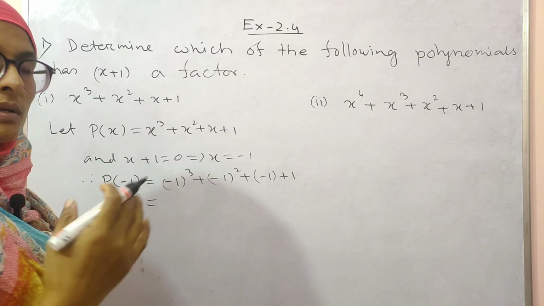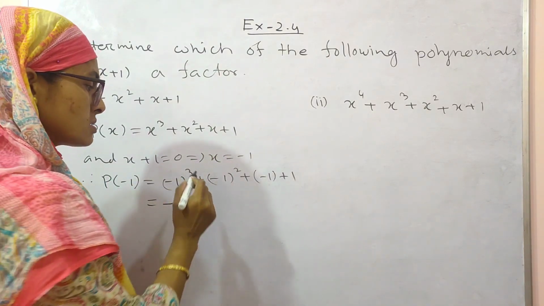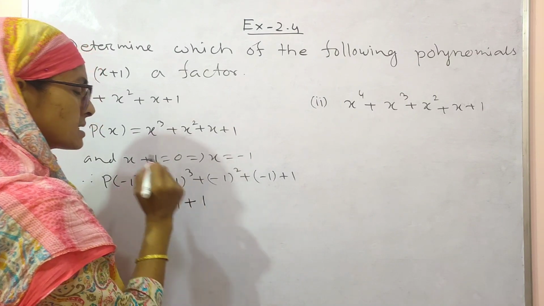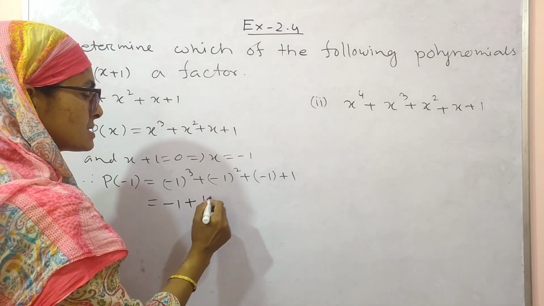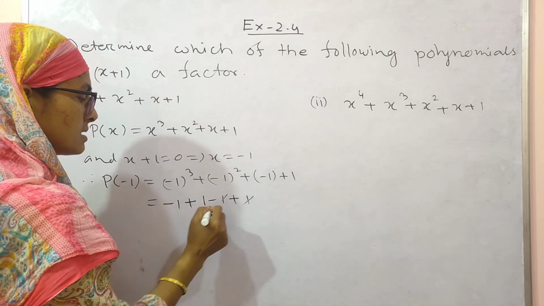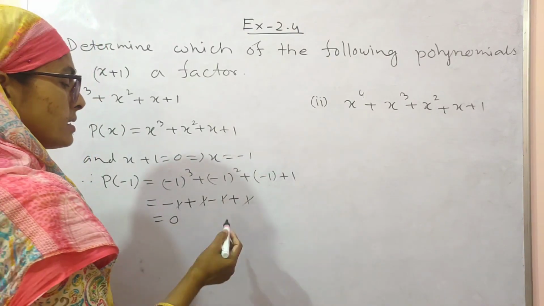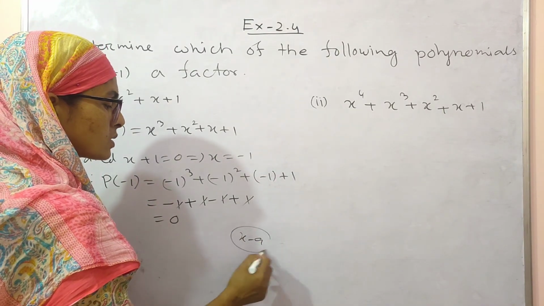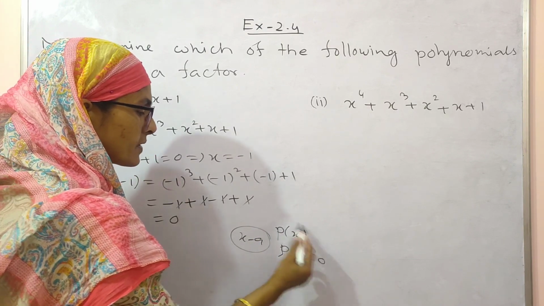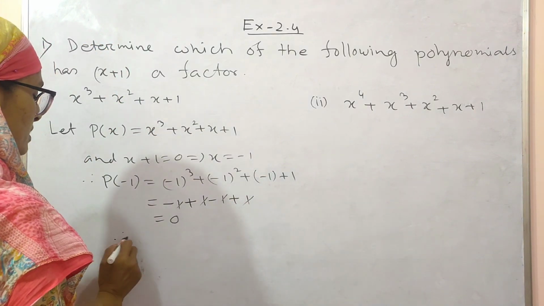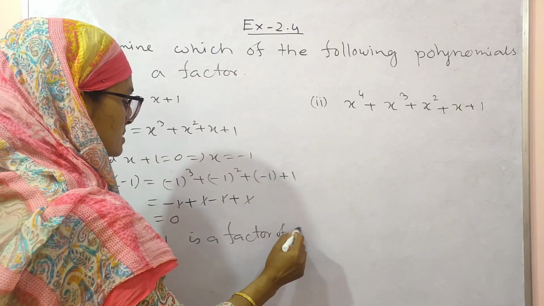Minus 1 cube, you will get minus 1. Minus 1 square means plus 1. So here plus already given. Plus and plus, if you multiply, then you will get plus. Plus and minus, minus 1 plus 1, so it cancels, you will get 0. By factor theorem, x minus a is a factor of p(x) if p of a equal to 0. This is the factor theorem. Therefore, x plus 1 is a factor of p(x).